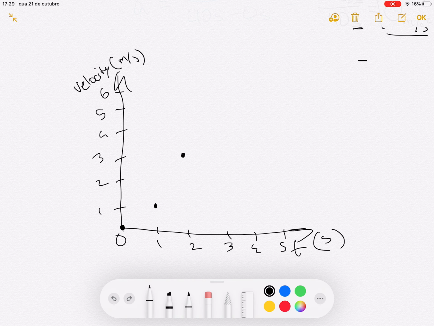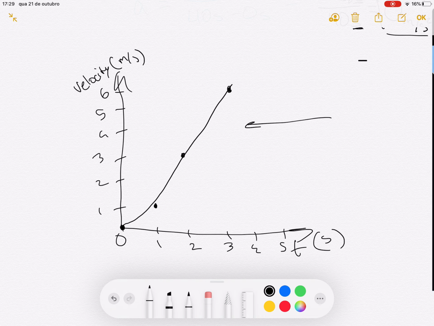Let's imagine at 3 seconds, the velocity is 6 meters per second. And so if we were to draw a line, it would go something like this. I'm not really good at drawing lines, but if I were better at it, this would look more like a curved line. And so anytime we see a curved line on a velocity time graph, we know that there is acceleration.